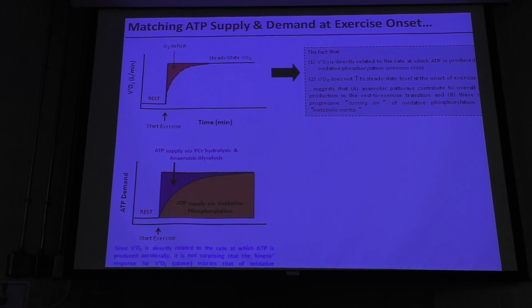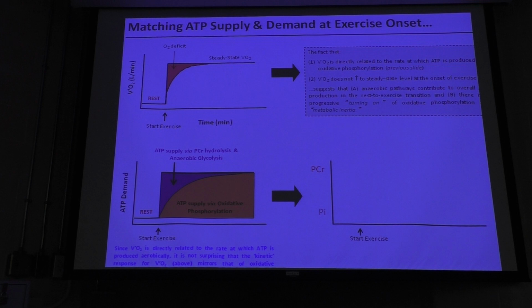So, since VO2 is directly related to the rate at which ATP is produced aerobically, it's not surprising that the kinetic or time-dependent response for oxygen uptake measured at the mouth using a metabolic cart mirrors that of oxidative phosphorylation. Again, what you should be doing now is linking these particular assumptions that I outlined in those 4 graphs on the previous slide.